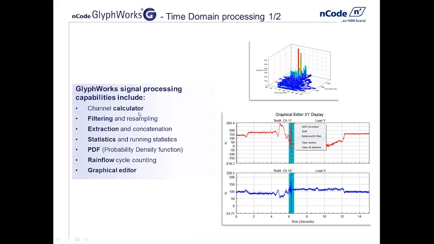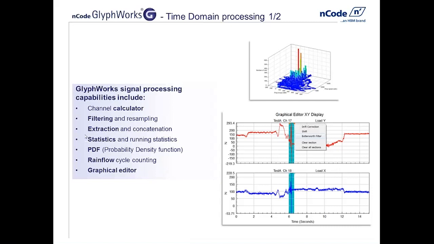In GlyphWorks we've got a time series calculator to create a new channel based on some existing measured channels. We have filtering capabilities, resampling capabilities. We can extract sections of a signal and concatenate other signals. In terms of statistics, we have global statistics such as mean, standard deviation, max, min, but also higher order statistics like skewness, kurtosis, crest factor, etc.